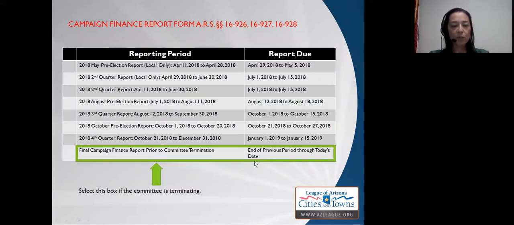I also wanted to highlight that the Secretary's office included this last box, which, if you just have a committee that's terminating, they can check this one, which is essentially their last campaign finance report as they're terminating.